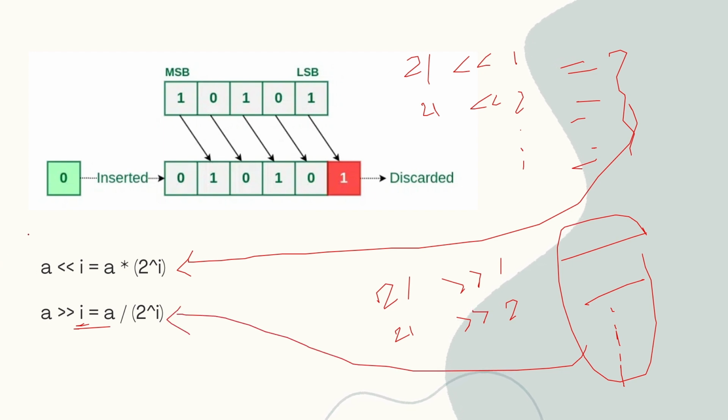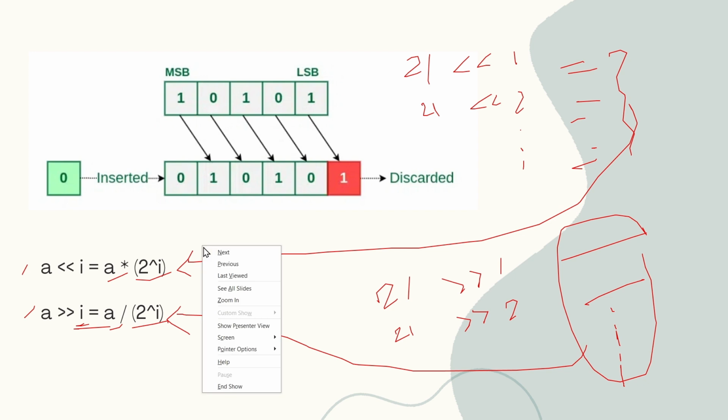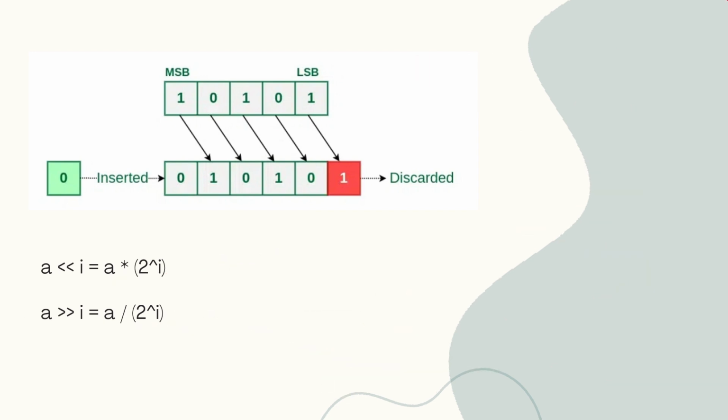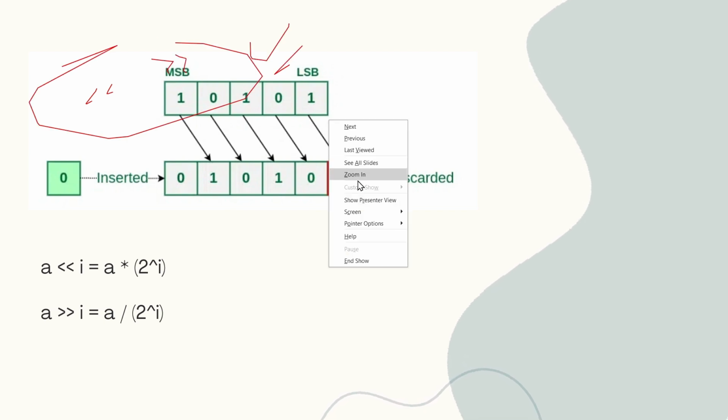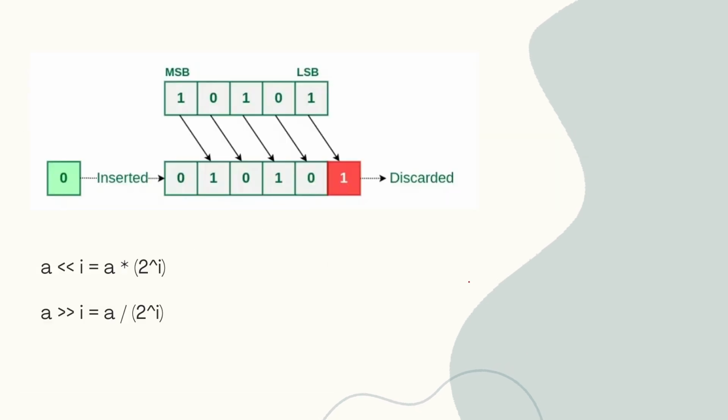So instead of doing the shift every time, like adding 1 here and adding 0 at the other end, or discarding 1 and adding 0, you can simply do what? A into 2 power i, or A divided by 2 power i. That's it. Simple, right? So it's very simple. Left shift and right shift. So these are the operators that I wanted to teach you today.